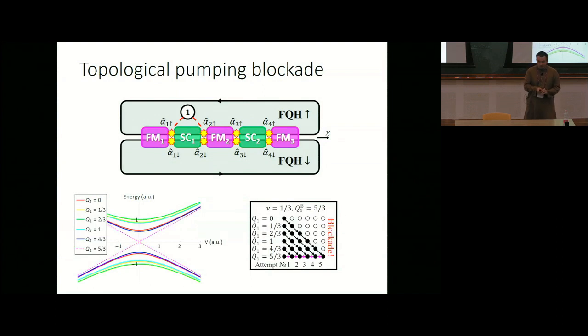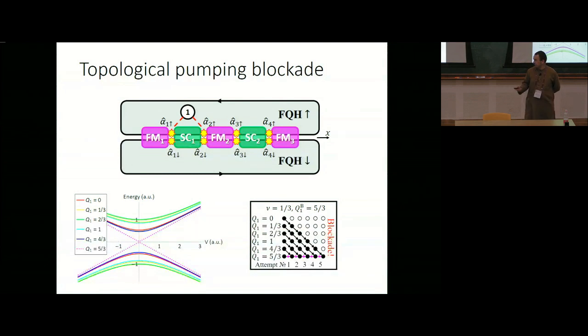So I'm good at pumping, but if I fine-tuned this to the point of this gapless system, it's going to be like this. I start at some charge, I pump once, I get to a different charge, I pump twice. Eventually I get to this charge 5/3, and then I never pump anything anymore. We call this topological pumping blockade.